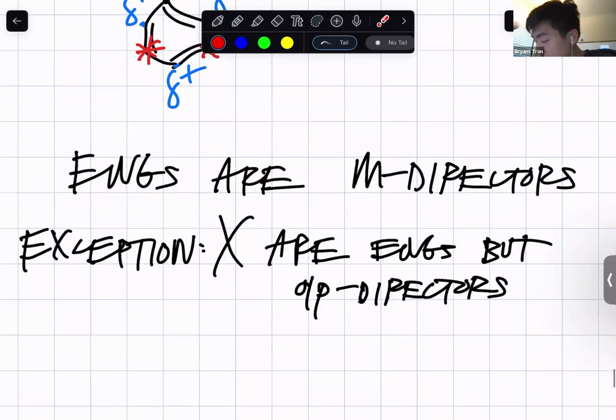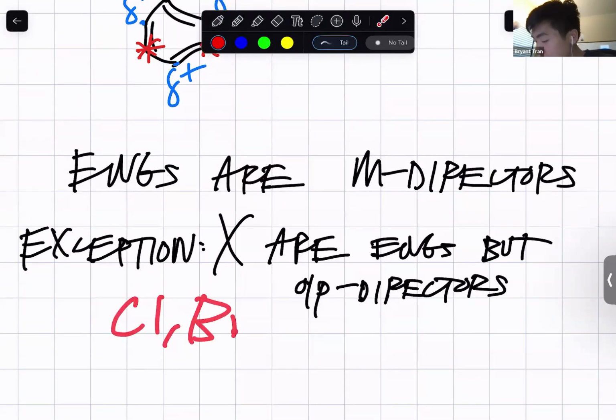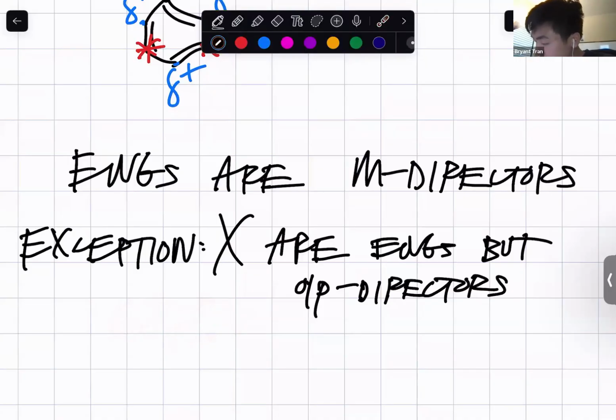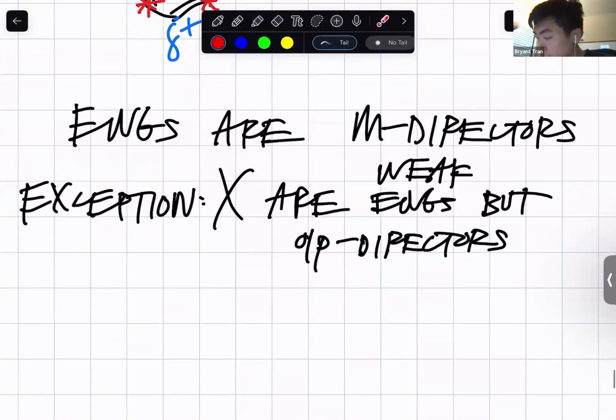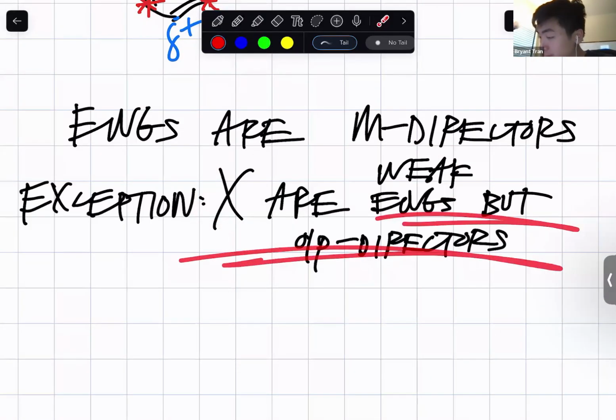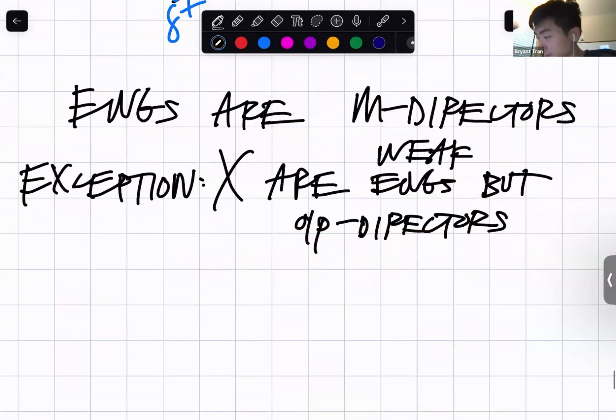But know that when you see an halogen like chlorine or bromine, they are weak EWGs, right? Weak EWGs. So Friedel-Crafts reactions can still happen on benzenes with just halogens on them, but they will be ortho-para directors, not meta directors.